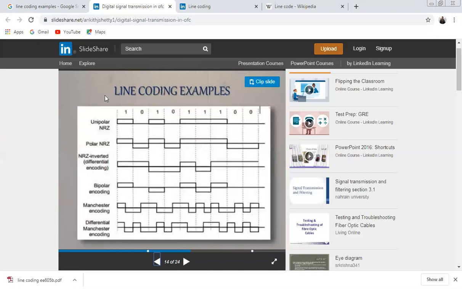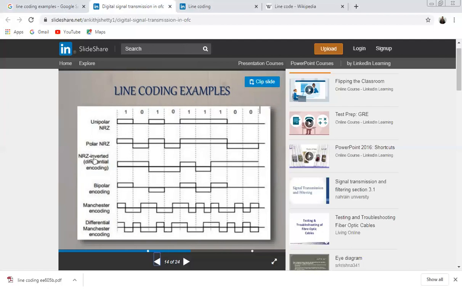Now let's take an example. We take a data stream 1 0 1 0 1 1 1 0 0. Now when it is converted to unipolar non-return to zero: unipolar means all the signal is on one side. 1 is indicated by the high signal, 0 by the low signal. That is the simple TTL signal. If it is polar non-return to zero, that means 1 is high logic and 0 is negative logic. Polar means both sides: 1 on the high side, 0 on the low side.